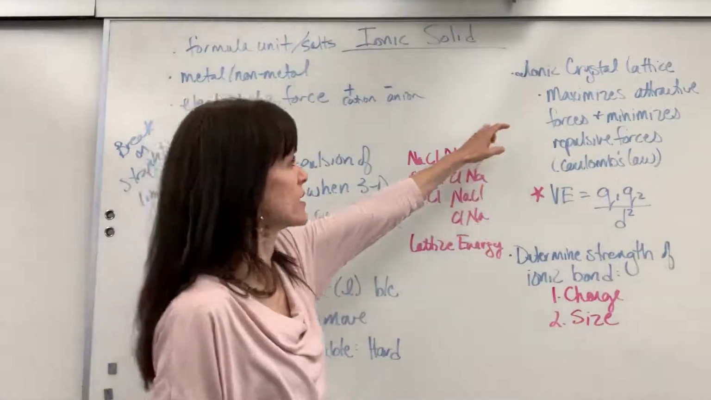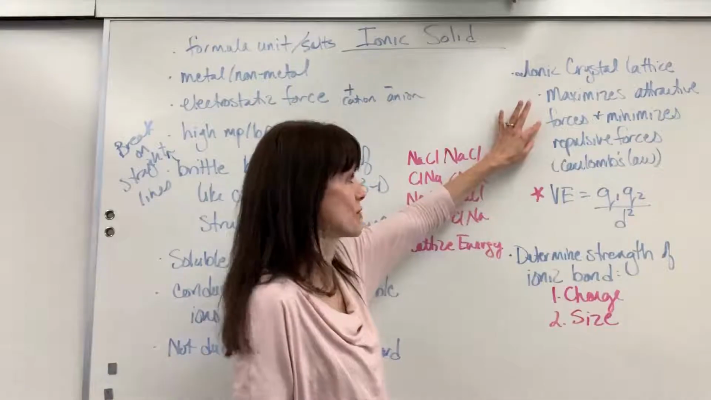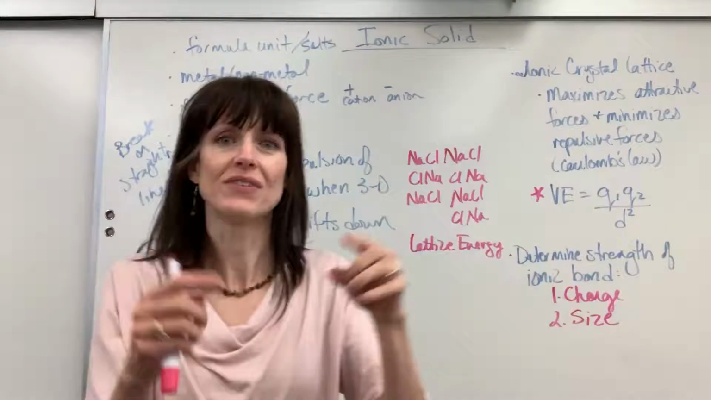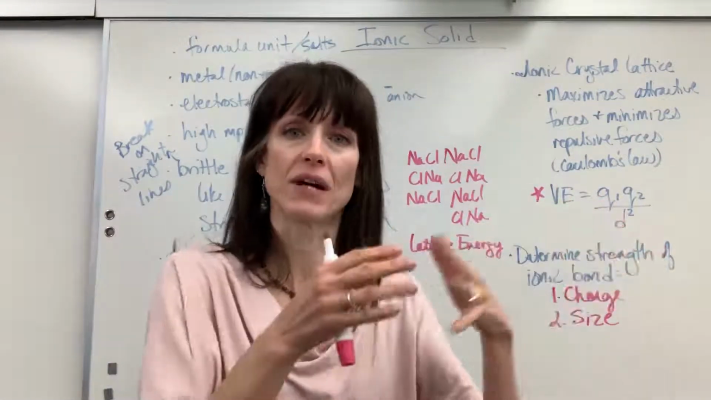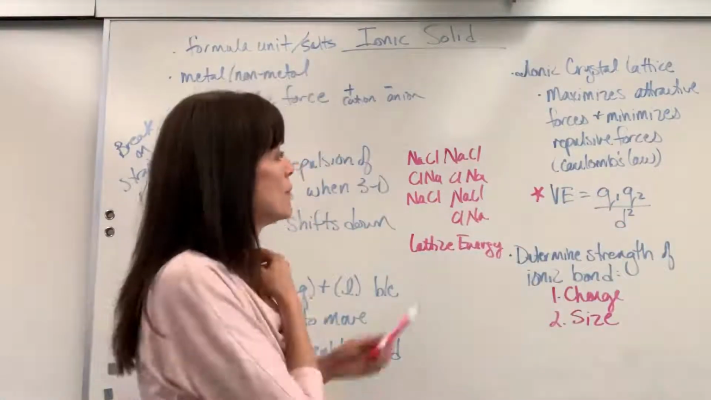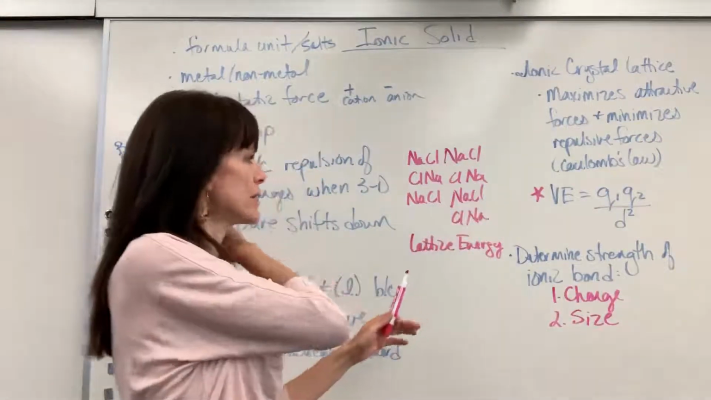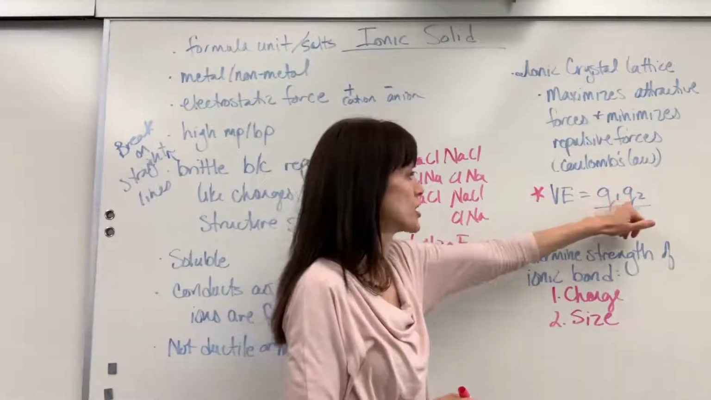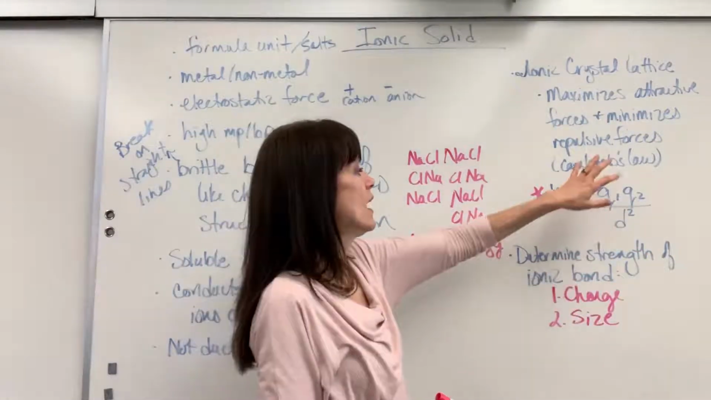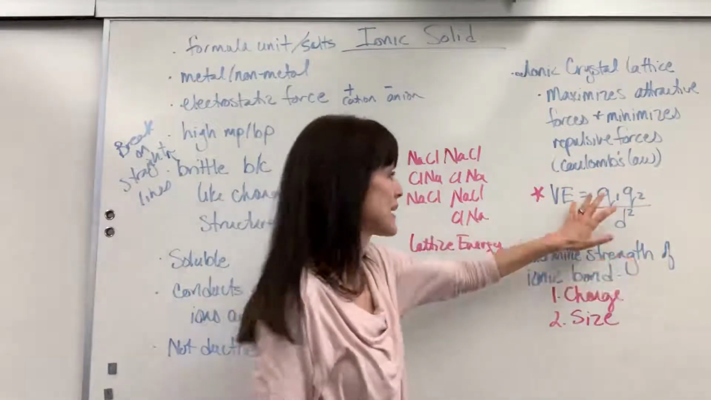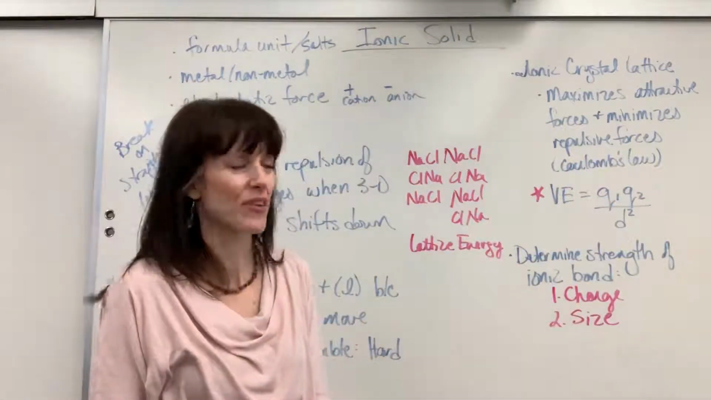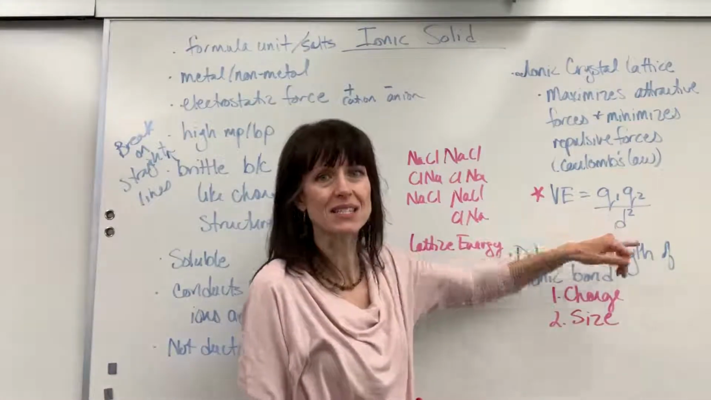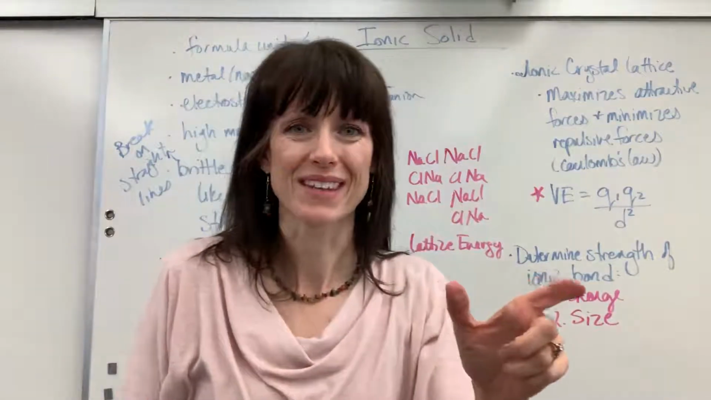Okay, so the ionic crystal lattice, notice that it maximizes attractive forces and minimizes the repulsive forces. So it's focusing on those positive, negative attractions, rather than a negative, negative or positive, positive repulsion. And this is all based on Coulomb's law. So a little reminder, here's Coulomb's law. Potential energy, that's your V_E, is charge 1 times charge 2. So in this case, it's going to be the positive times the negative. It's going to be the cation and the anion that we're looking at for our charges, divided by d squared. And d is going to be the distance between our atoms, okay? It's going to be the distance.